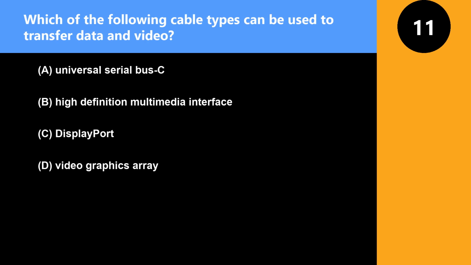Question 11. Which of the following cable types can be used to transfer data and video? Option A. Universal serial bus C. Option B. High-definition multimedia interface. Option C. DisplayPort. Option D. Video graphics array. The correct answer is option A, Universal serial bus C.